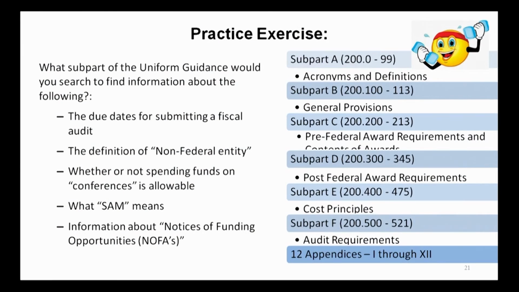And information about notices of funding opportunities? Well, that would be a pre-award process, so it would be under Subpart C. So it's very intuitive if you understand the subparts, that you can quickly go to the appropriate subpart and research the information you're looking for. Again, 188 pages, no one is going to memorize that. So someone who wants to understand the uniform guidance, and what they need to do to meet the requirements, needs to understand how to access the document and quickly reference the information they're looking for and apply it to the question at hand.